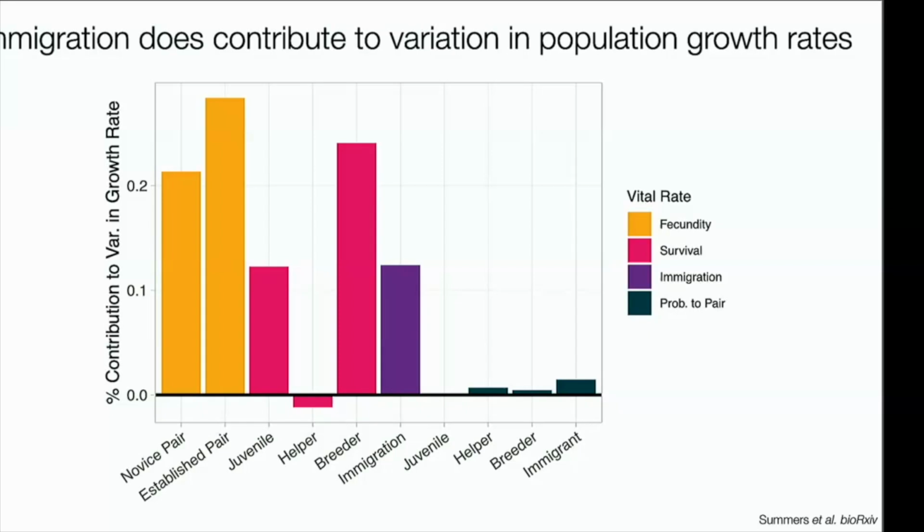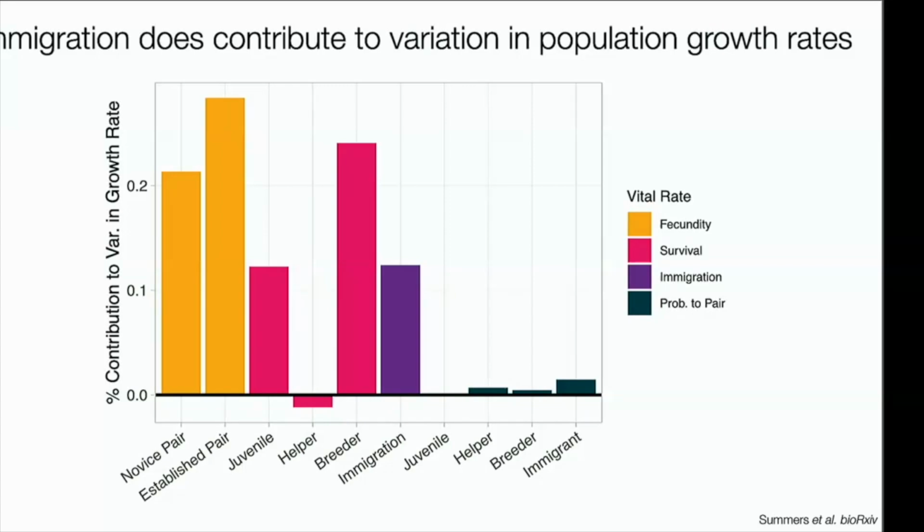One of the things that is also interesting, you'll notice that helpers have a negative contribution to population growth rates. And what this means is that helper survival buffers the population, making population growth rates vary less over time. This is consistent with a lot of ecological theory saying that the vital rates of non-breeding individuals are expected to buffer a population from environmental change.